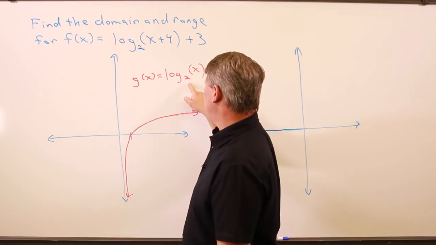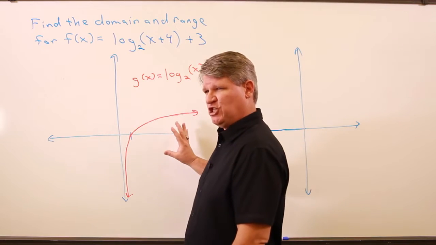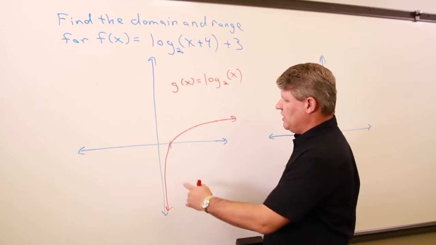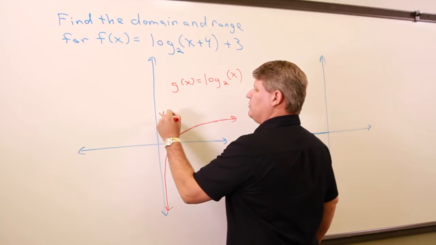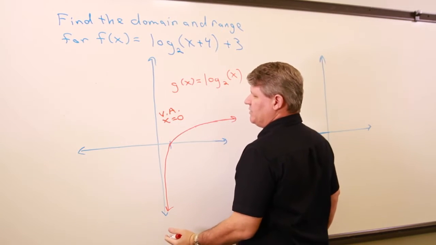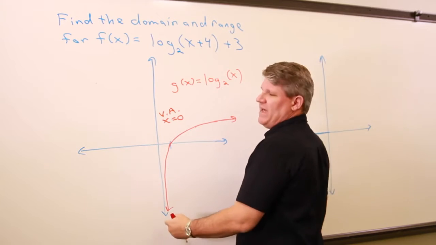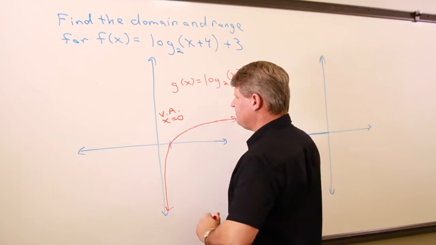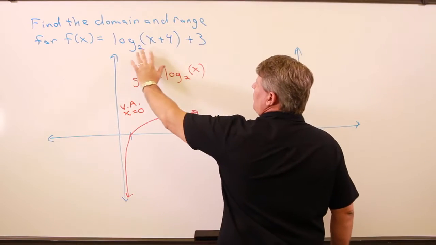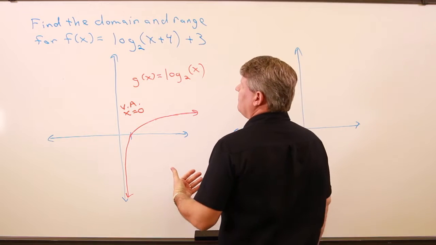The base is 2, but as long as the base is bigger than 1, it really doesn't affect the picture very much in its shape. Notice that the log graph does have a vertical asymptote of x equals 0, which is the same thing as our y-axis. The graph will come infinitely close to the y-axis, but it doesn't touch.